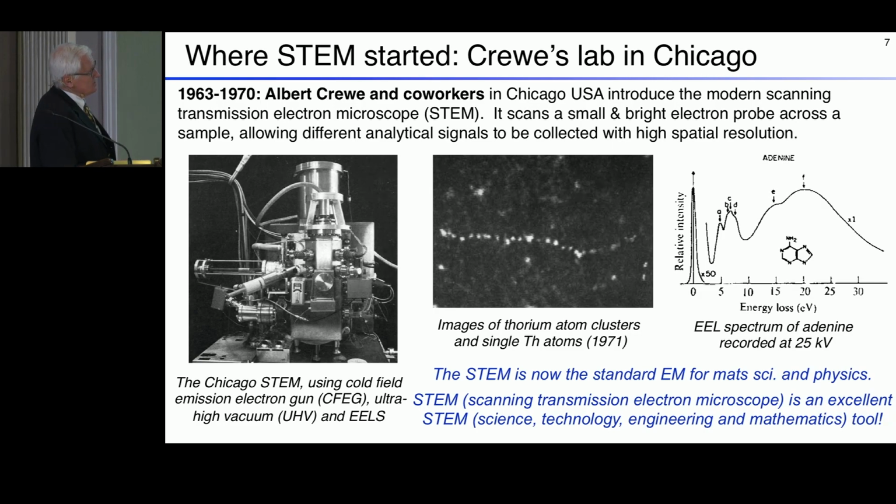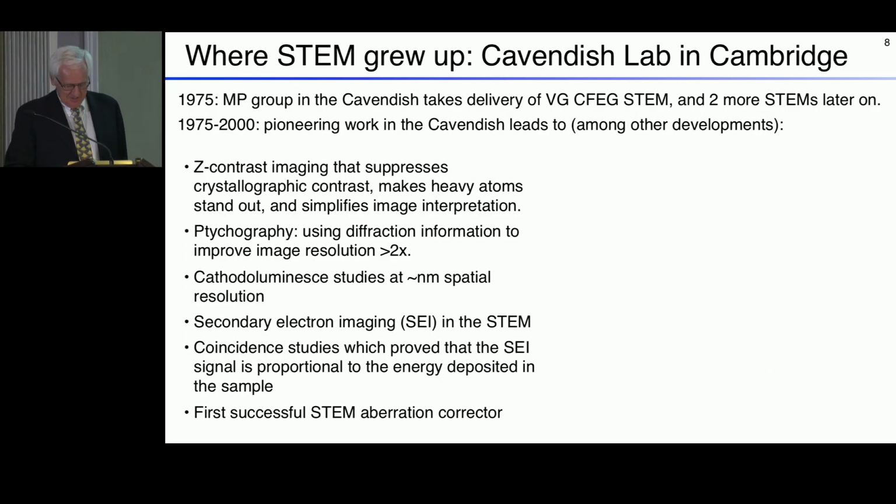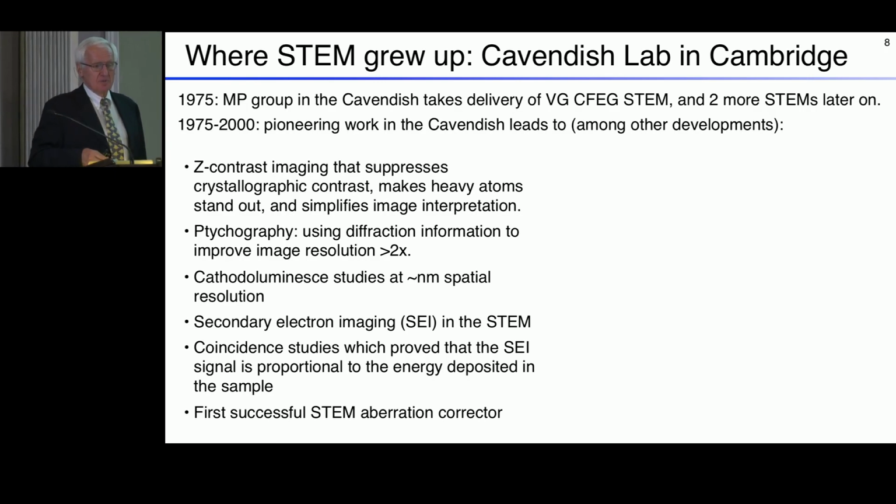The STEM has now become the standard electron microscope for material science and physics. And our acronym, which dates back from the 60s and 70s, is now also used for science, technology, engineering, mathematics. So I say STEM is a wonderful tool for STEM, and I'll leave it at that. STEM grew up. Crewe put together a microscope which he mainly intended for biologists. He never looked at the material science sample.